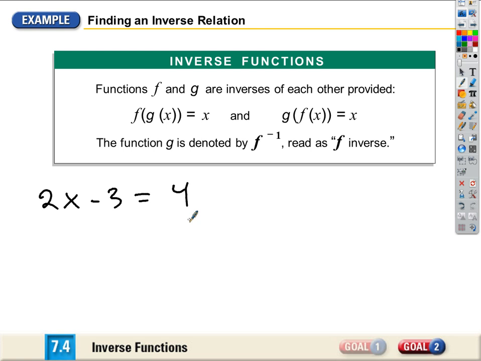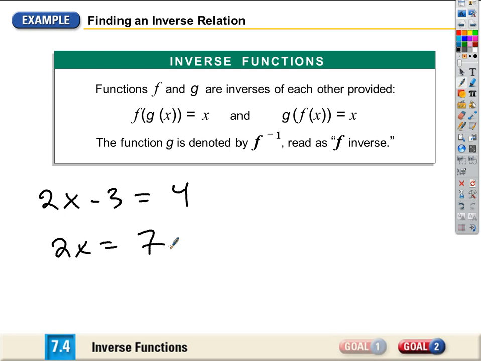What's the first thing you do? I'm trying to get the x by itself, so I've got to undo all the stuff that's being done to the x over here. What's the first thing that we do to undo that, to get the x by itself? Add 3. And we add 3 because adding 3 is the inverse process of subtracting 3, right? So we get 2x equals 7, and then now what? Divide by 2, because dividing by 2 is the inverse process of multiplying by 2. So you're already used to this.